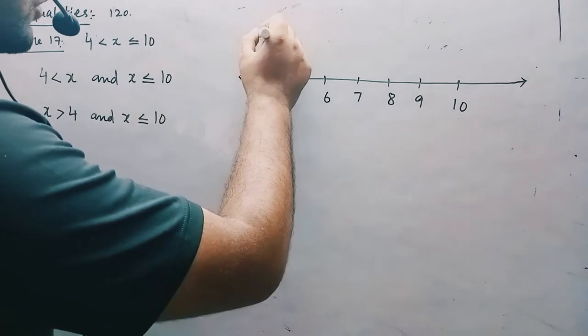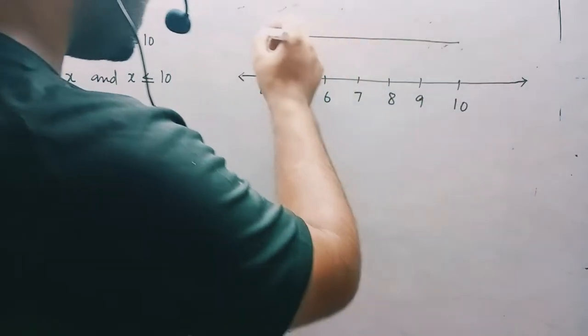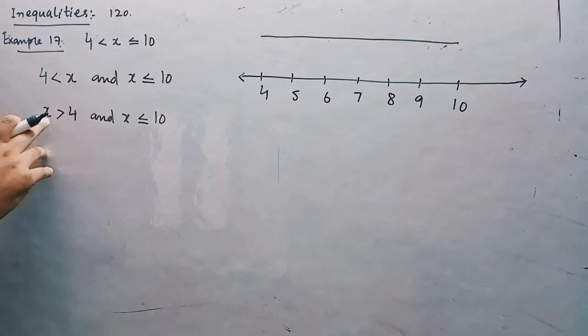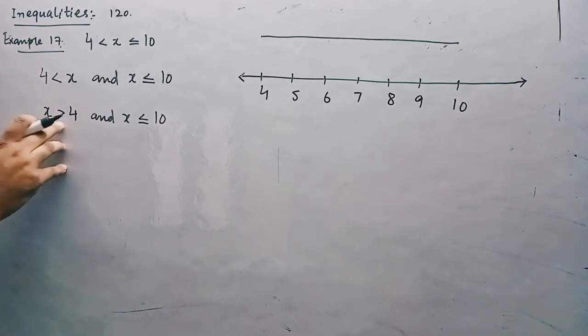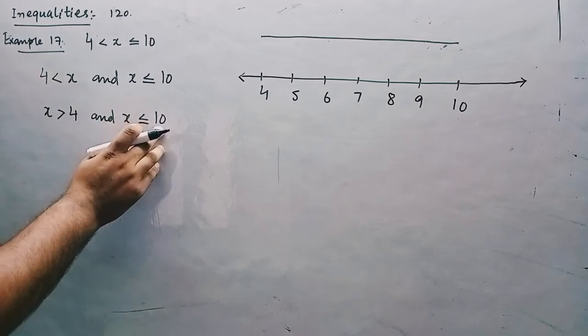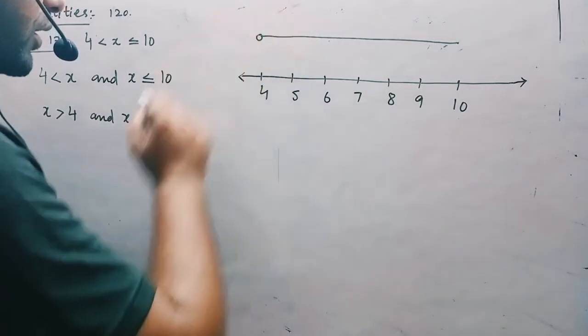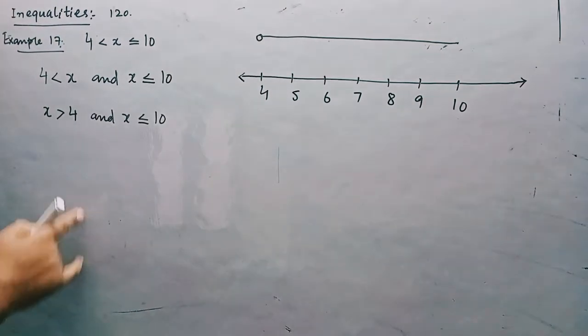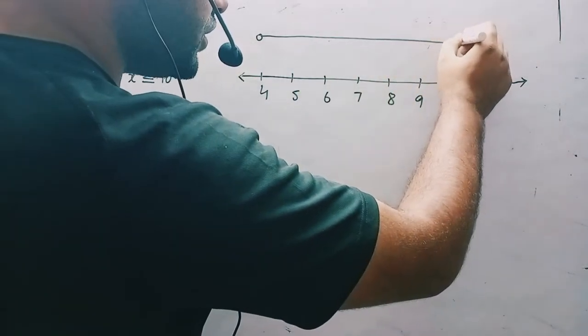सो ये जो 4 है 4 से 10 तक मैं लाइन लेता हूँ. बट यहाँ पे मेरे को एक चीज अंडरस्टैंड करनी है. ये जो 4 है 4 इसमें नहीं आ रहा है. x इज नॉट इक्वल टू 4, x इज ग्रेटर देन 4. यहाँ पे x इक्वल टू 10 आ रहा है. सो यहाँ पे मुझे ऐसे डॉट डालना है, सर्कल डालना है. और यहाँ पे मुझे ये सर्कल डालना है, शेडेड सर्कल.